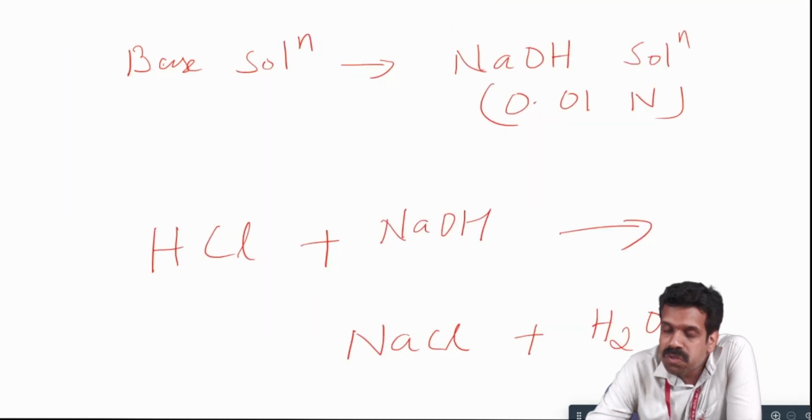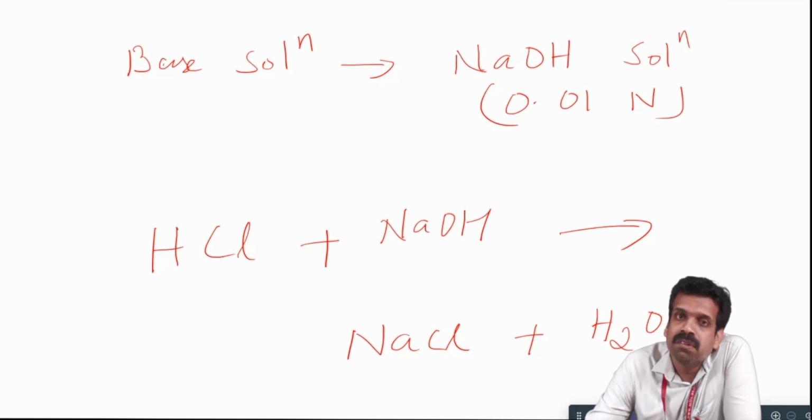Now, why did I choose base? Because acid can definitely react with the base, and that reaction is known as neutralization reaction. So when an acid reacts with a base, it will give you the corresponding salt and the water. Now, here I am going to give you NaOH solution, that is the base solution, whose concentration is 0.01 normal. Since you know the concentration, I am going to call it a standard solution.